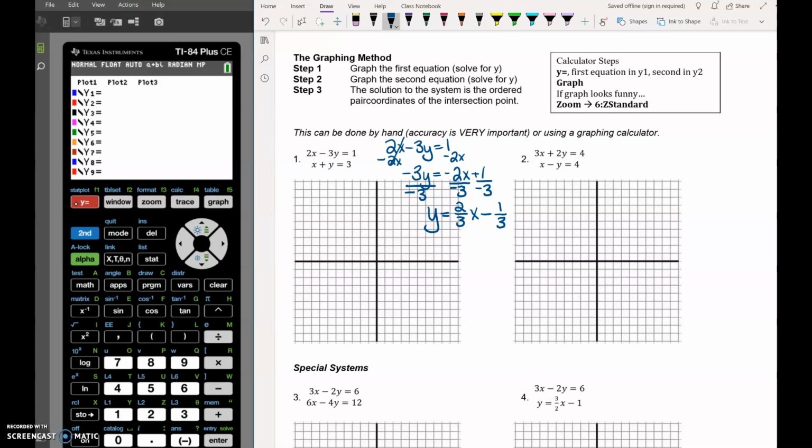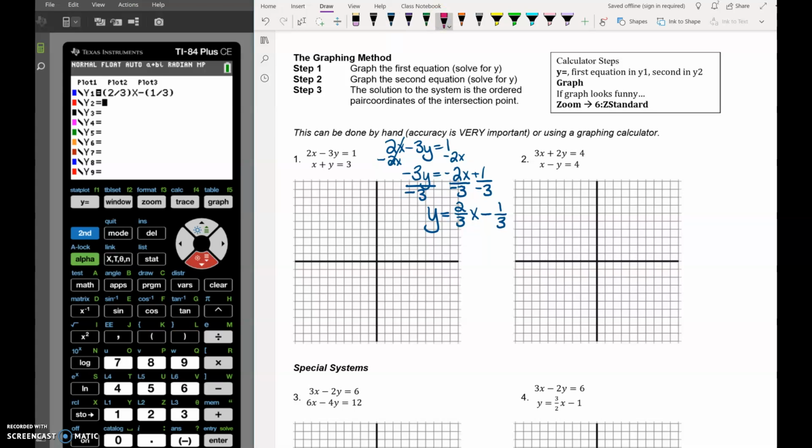In your graphing calculator, to do fractions, use parentheses and your division button. So parentheses, 2 divided by 3, close your parentheses. That's the fraction 2/3. Do you remember where the X button is? Next to the alpha button. Minus 1/3.